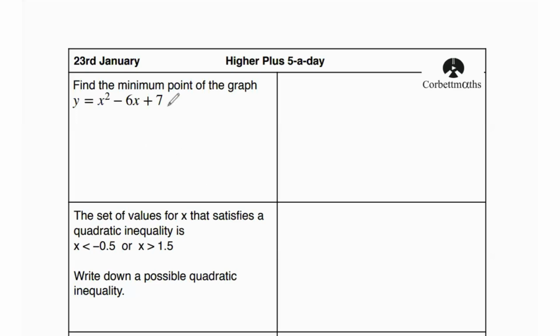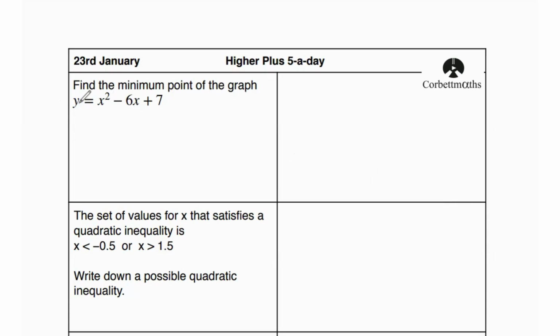First question says, find the minimum point of the graph. So we have a quadratic graph. The equation is y equals x squared minus 6x plus 7. The easy way to find the minimum point or the maximum point is using the line of symmetry.